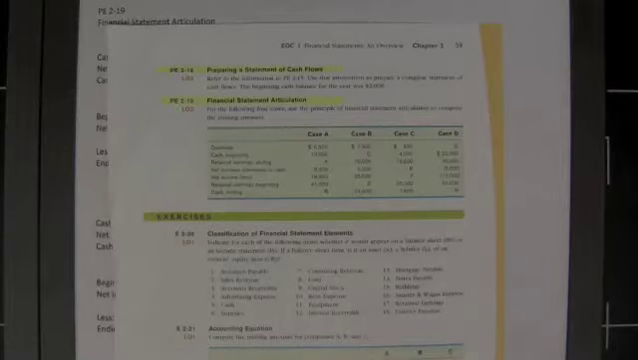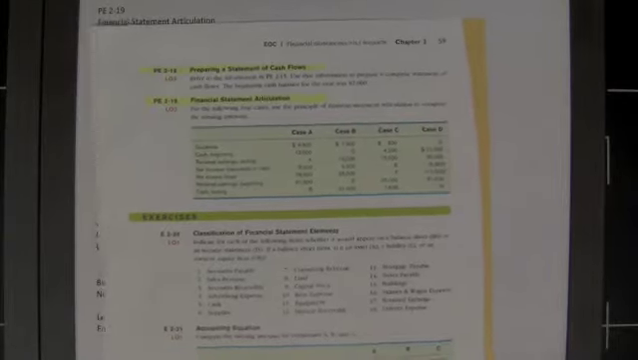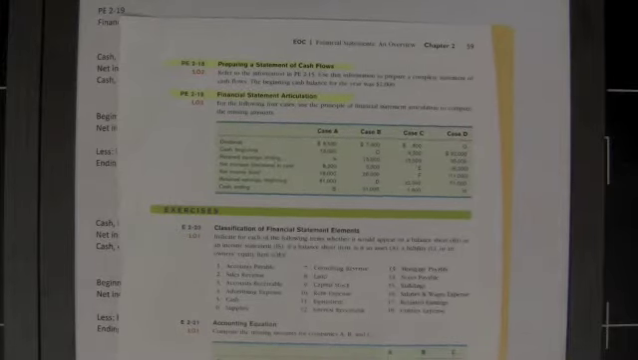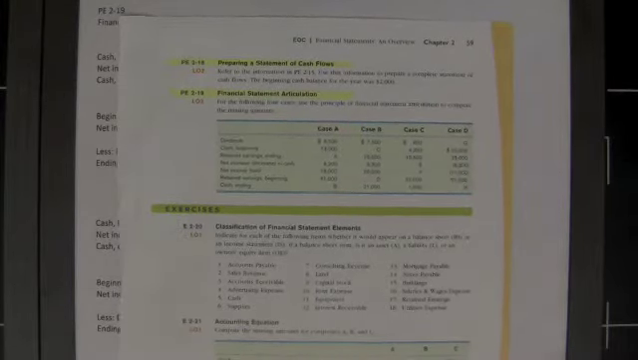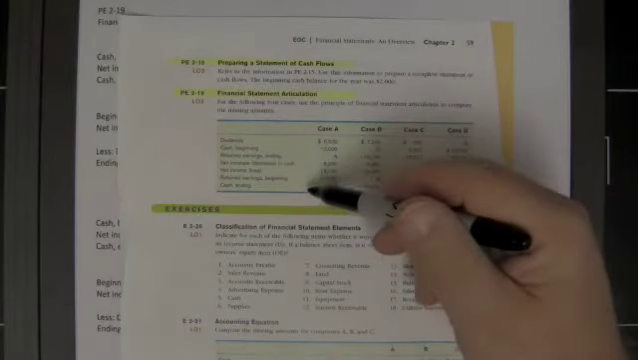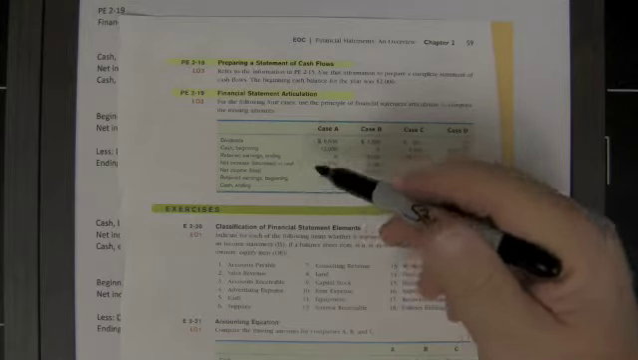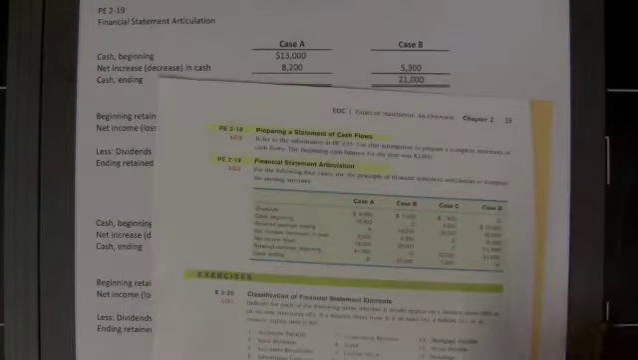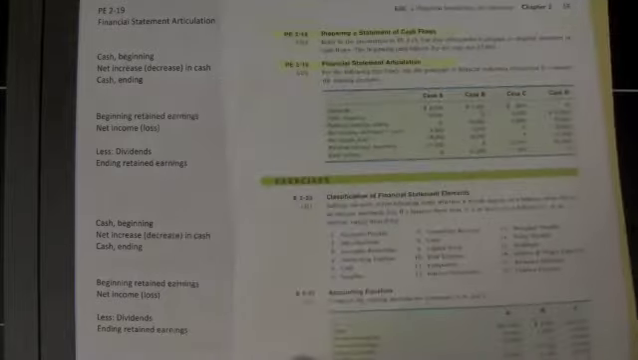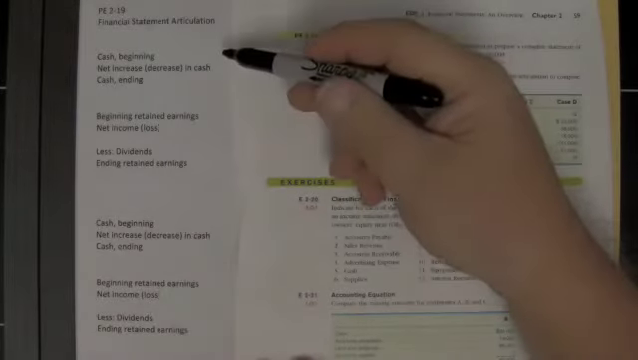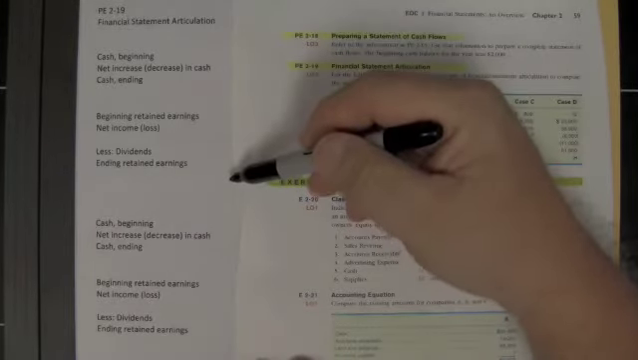Okay, problem 19 is asking us to think about articulation of financial statements. Remember, articulation means how the pieces fit together. So the first thing we need to do is recreate this list in a more meaningful fashion. This is a useless order. So we need to rephrase this so that we have the items in an order that makes sense.